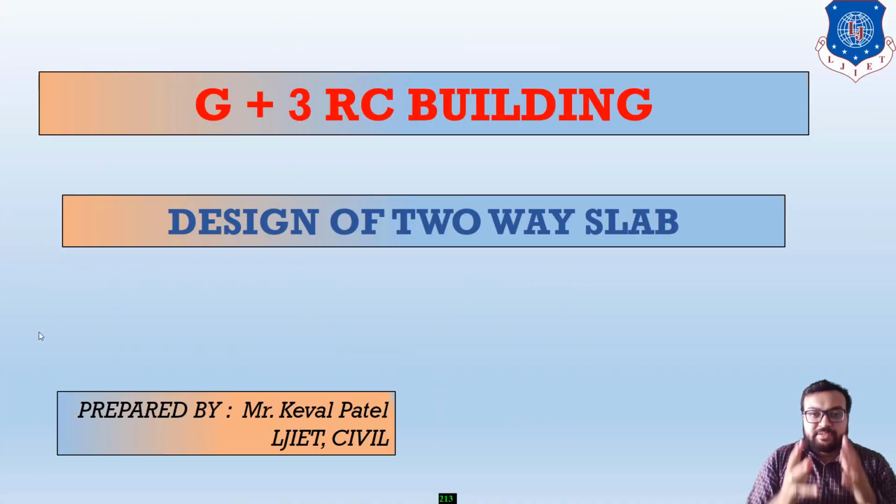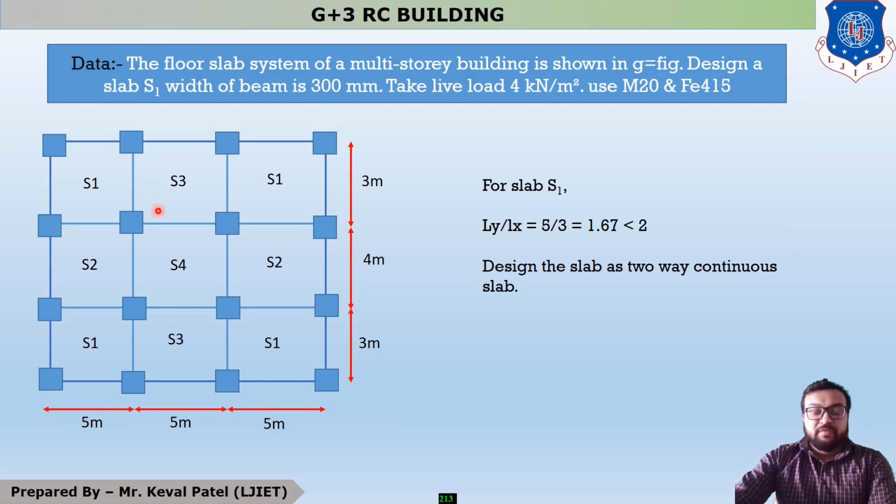Everyone, this is the second lecture of our example number 3, which is the design of two-way slab. Students, in the last lecture, we discussed the difference between one-way slab and two-way slab. After that, we completed our step number 1, which is the effective depth calculation.